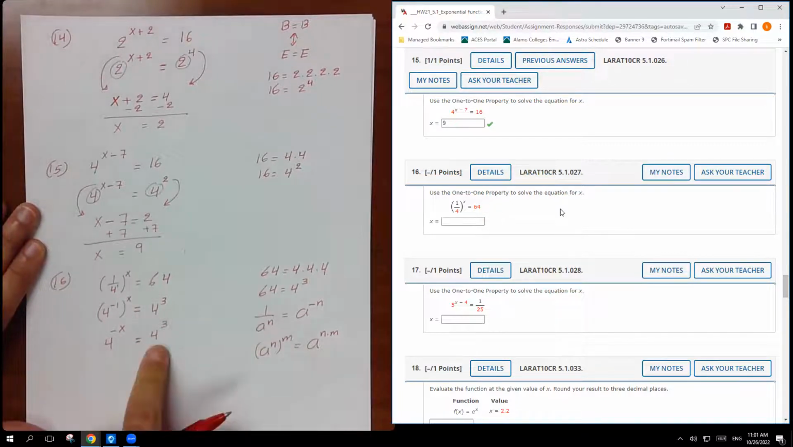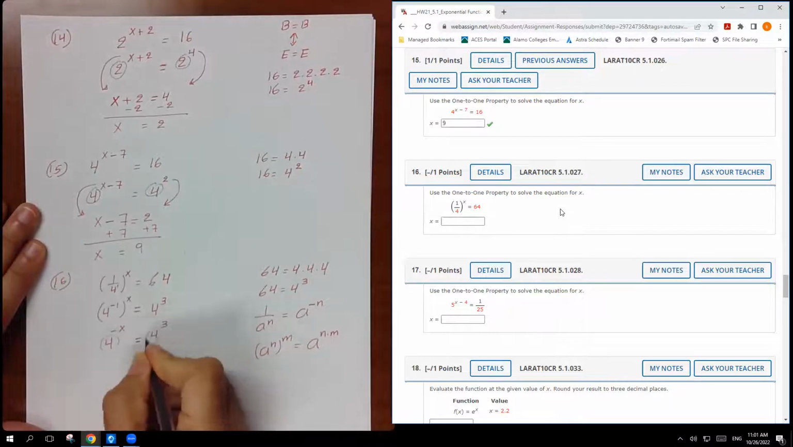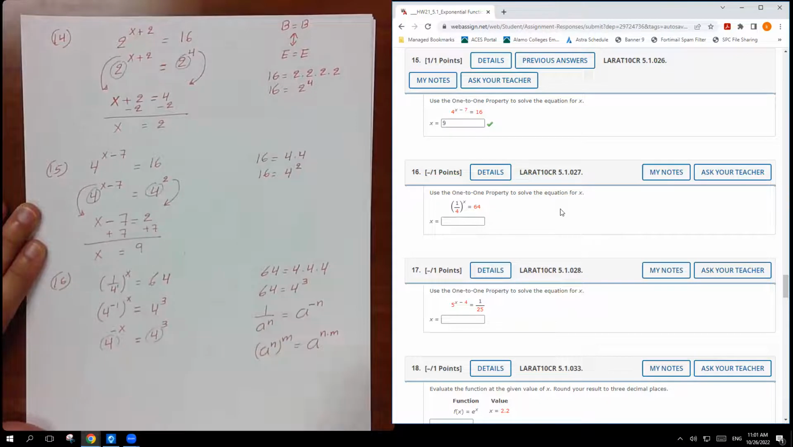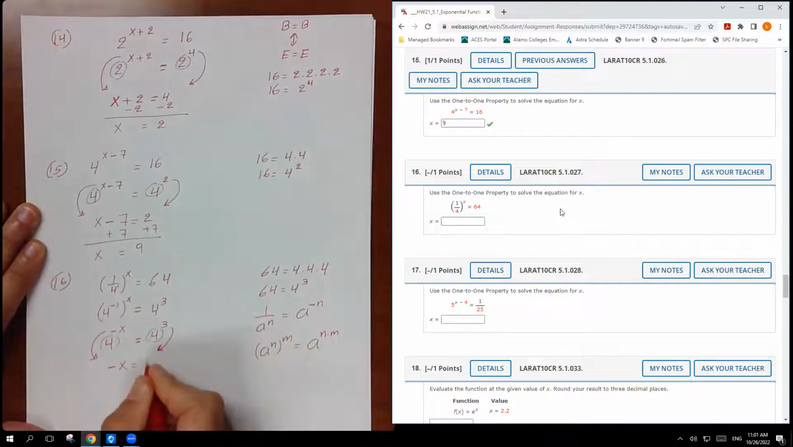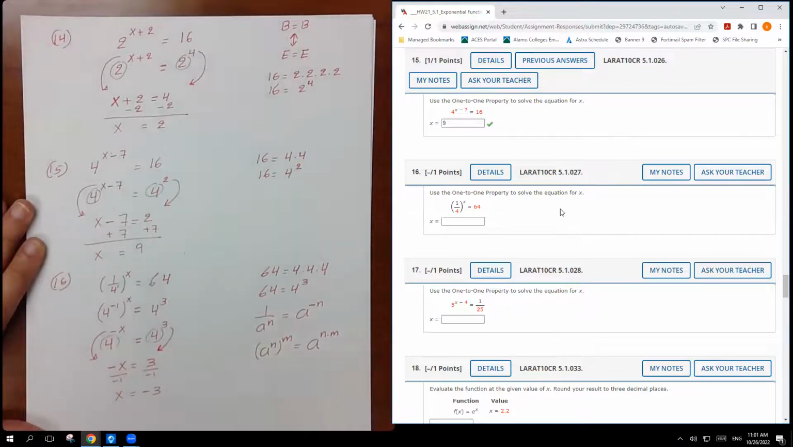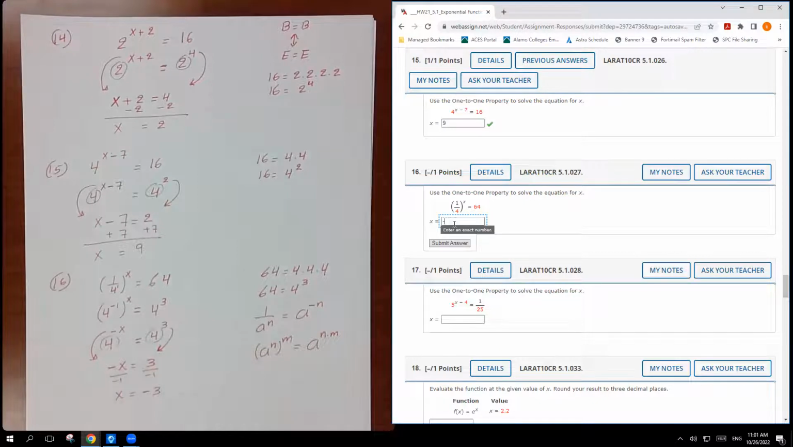Now we have equal bases. It means we have equal exponents. So I'm going to write down the exponents here and write down the exponents here. So negative x is going to be equal to 3. I need to find the value of x, so I divide both sides by negative 1. That means x is going to be equal to negative 3. So this is the solution for example 16.